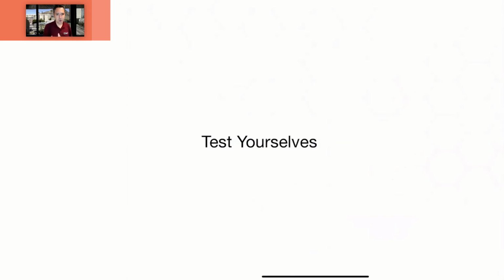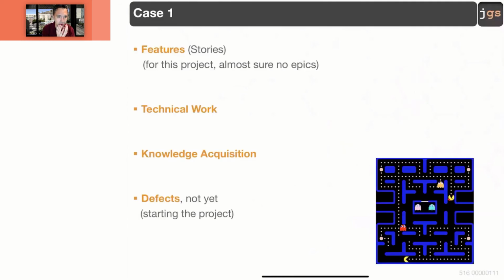Test yourselves. After all this, now you can apply INVEST. What if I ask you for the product backlog for a particular product? For instance, the product backlog for the Pac-Man video game. I want you to develop the Pac-Man video game in Java. Can you think about the product backlog there? The stories, the features, you already did it. You already have it. The epics and the stories.